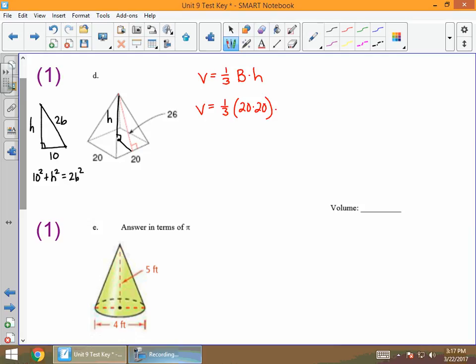So once I find 26 squared, I'll subtract 10 squared, and then I'll square root it, and after doing all of this, h is actually 24. There are no units on there, so it's 24 units tall. So that is my h, right? You had to actually do some work to find the height.